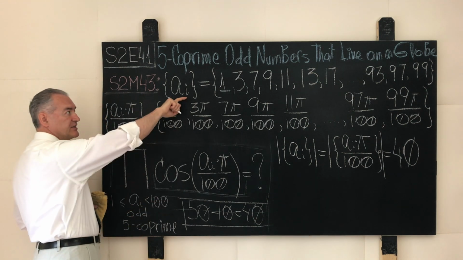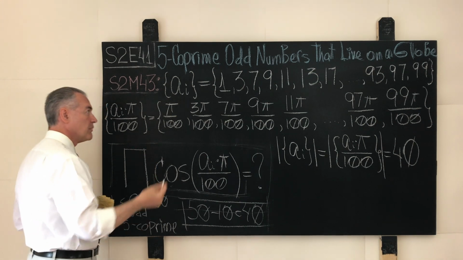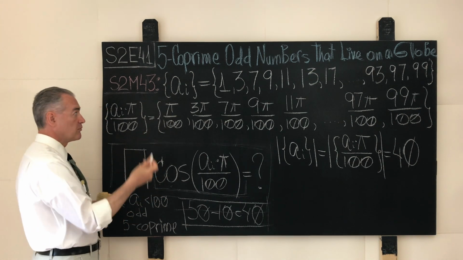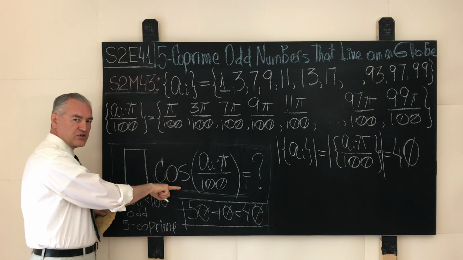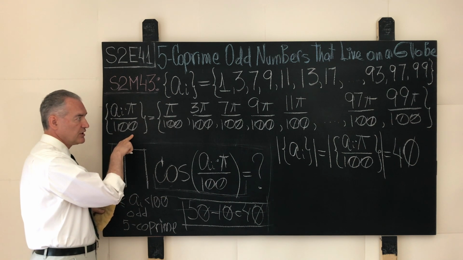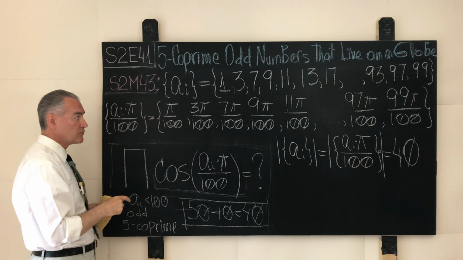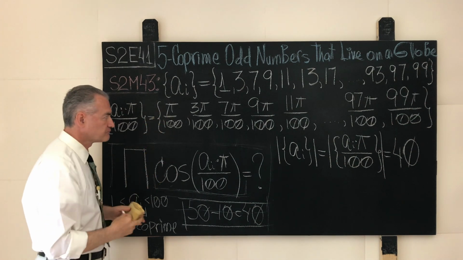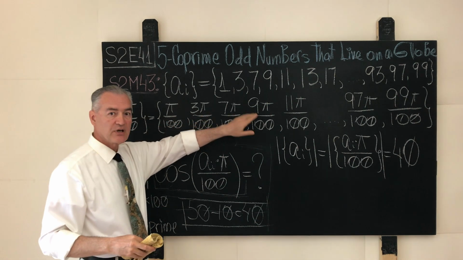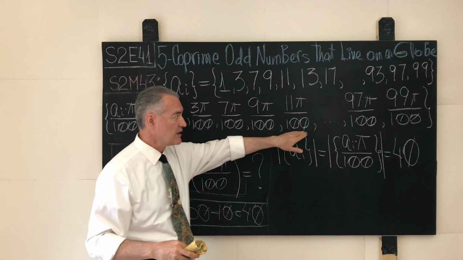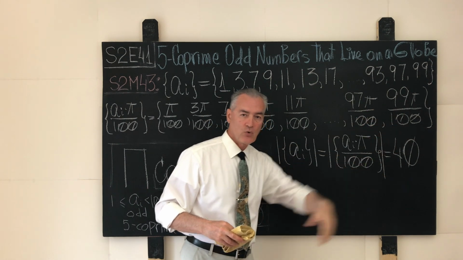Consequently, we take the set of the numbers a_i, and each number in that set is multiplied by 5. The result of that product is divided by 100. So the set of arguments of the trigonometric function of cosine is listed over here. It's basically the same numbers, but with the 5 over 100 tacked onto these numbers. Pi over 100, 3 pi over 100, 7 pi over 100, 9 pi over 100, 11 pi over 100, 97 pi over 100, 99 pi over 100.